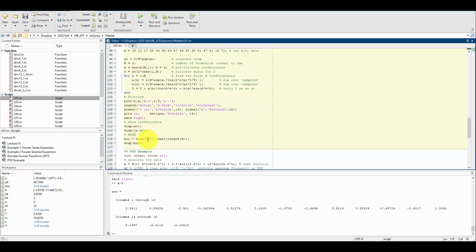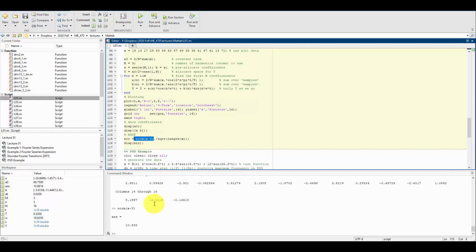So if I run just that norm, I'm going to get just a constant value. Right? So I get 10.88. And then what we do is we're going to divide that by the square root of how many terms were in our signal. And that is going to give us the root mean squared error. So it's going to give us, as we'll see in following examples, a basis of comparison for how good our reconstructed signal is.